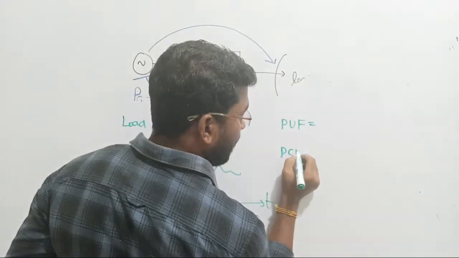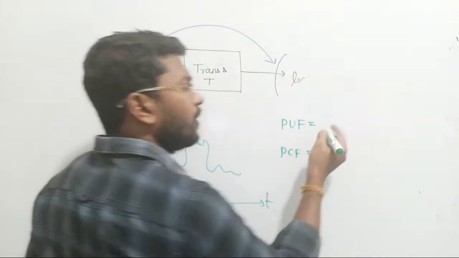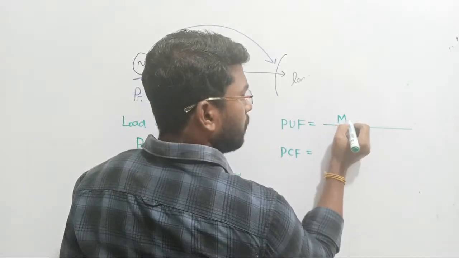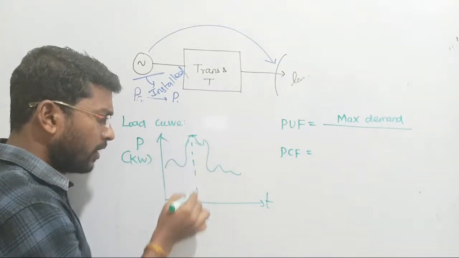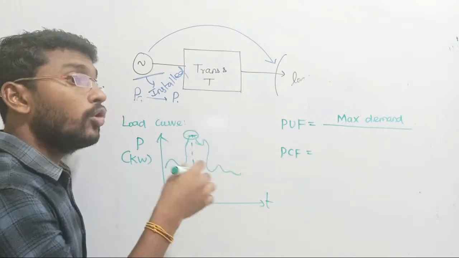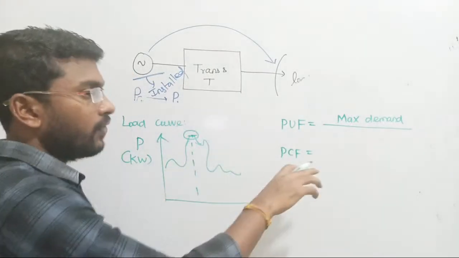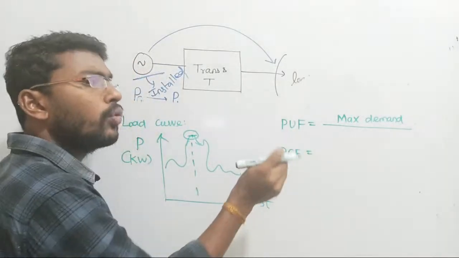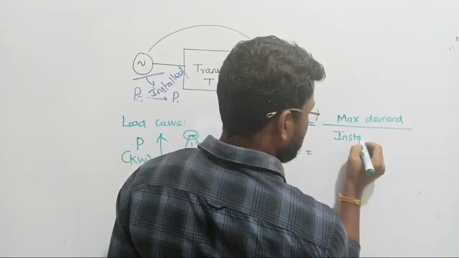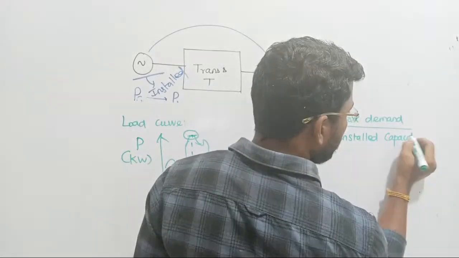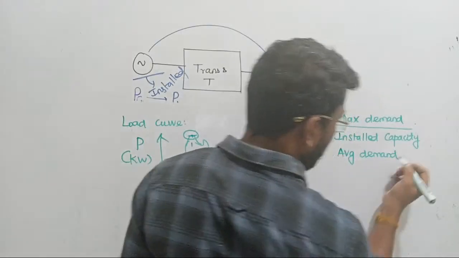Similarly, we are also going to calculate the second one, which is called plant capacity factor. Plant utilization factor means how effectively we are utilizing the plant. For that we take the maximum demand from the load curve. This is my load curve, and this is the maximum demand. In the previous case I was analyzing the properties of the loads with respect to the alternator. Now I am taking the maximum demand of the load with respect to the alternator, to see how effectively you utilize it. Plant utilization factor is maximum demand divided by installed capacity. Similarly, plant capacity factor is average demand divided by installed capacity.